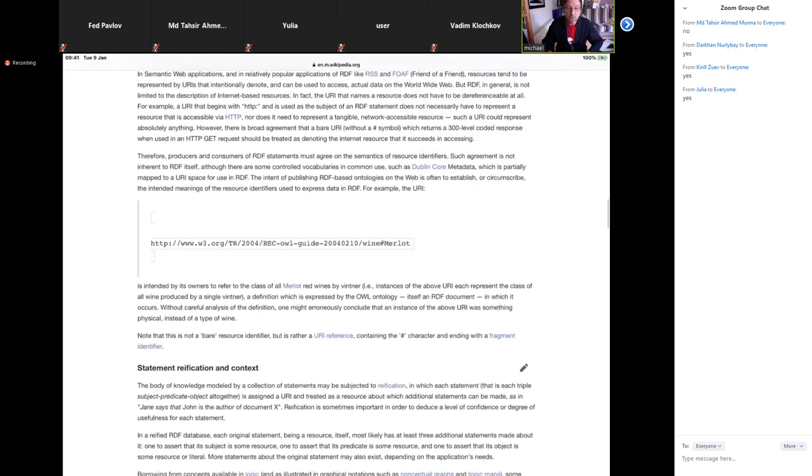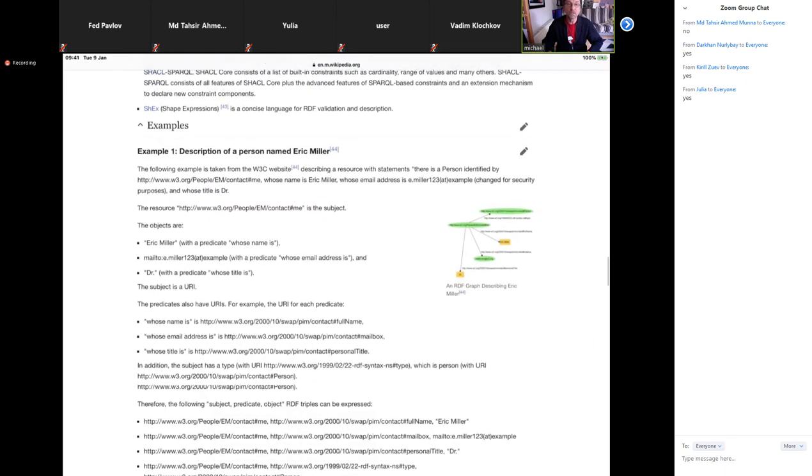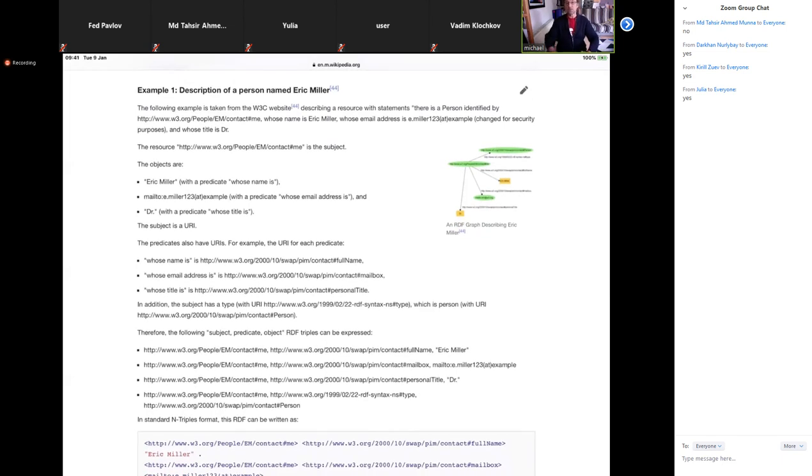And where is the example? Oh yeah, the example is here. They write it's taken from the official W3C document. And what do we have here? If you read the first sentence, it's example one, description of a person named Eric Miller. So we have a statement, or statements rather. There is a person identified by some HTTP URI, whose name is Eric Miller, whose email address is the address there, and whose title is doctor.